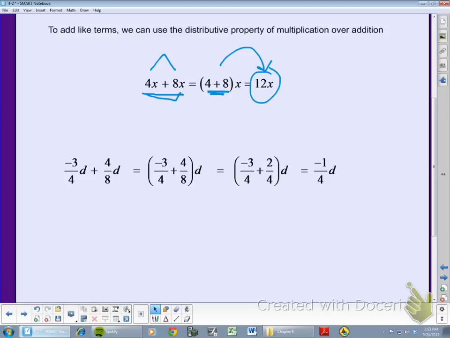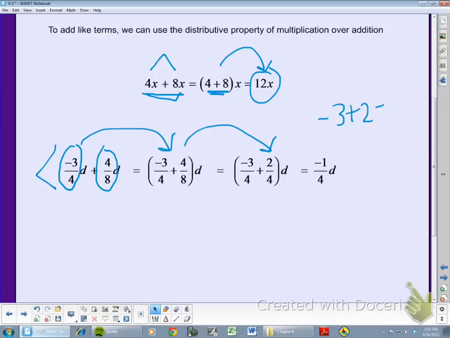Okay. Likewise, if we have negative 3/4 d and 4/8 d, we could pull just the coefficients out and put them together in their own parentheses and put the d on the outside. And then negative 3/4 plus 4/8, well, you have to make the second fraction. To add fractions, you have to have common denominators, so you make the second fraction over 4. And then negative 3 plus 2 is negative 1. Okay, and that's still over 4. So you have negative 1/4 d.